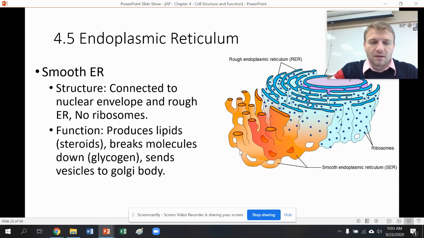And then they start sending what they have within the rough and smooth ER out towards the Golgi body and other parts of the cell. So this is also like our shipping department, where it's going to start sending some stuff throughout the cell. Specifically, they're going to send the vesicles to the Golgi body.